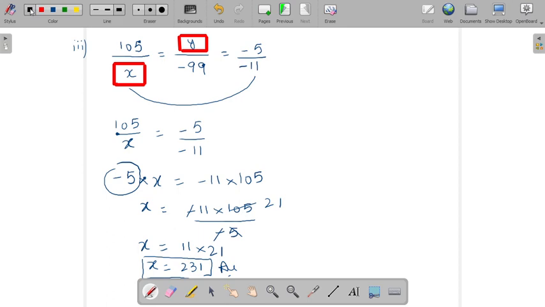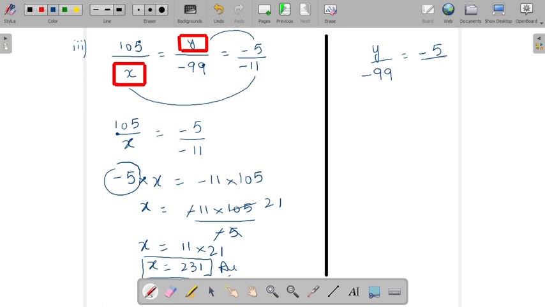Similarly, we will go for the y part, other part to find out the variable. So in this, again we will take what we will do. ये पार्ट दिया हुआ है p by q फॉर्म में and y you have to find out. So what we will do, हम इन दोनों को आपस में relate करेंगे. So how to write it? y upon minus 99 equal minus 5 upon minus 11.